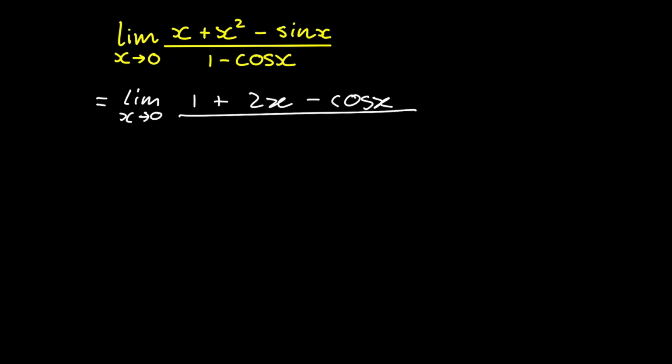The derivative of 1 is 0, so we leave that out, because the derivative of all constants is 0. And then the derivative of cosine of x is negative sine of x. But we had a negative here, so negative times negative is a positive. So in the denominator now, we're left with positive sine of x.